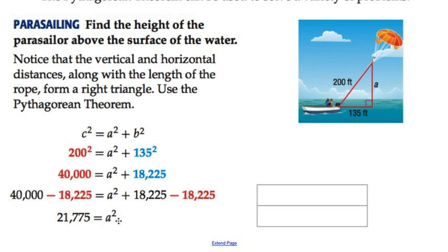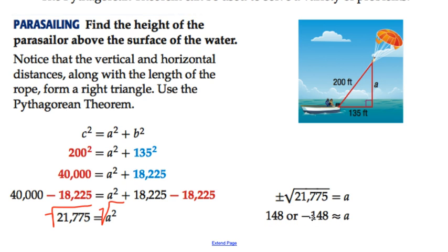Well, how do we get a squared to be just a? We want to know what a is equal to. And we do that by taking the square root of both sides. I want you to make sure that you remember that the inverse operation of squaring is taking the square root. And whatever we do to one side, we must do to the other, right? So we're going to take the square root of both sides, and we get a is equal to plus and minus the square root of 21,775, which on your calculator will give you 148.